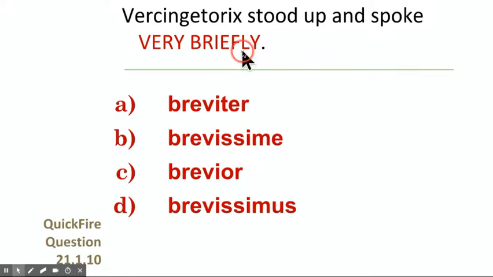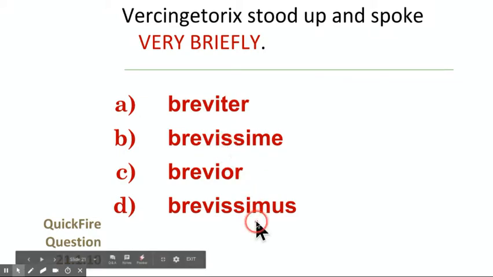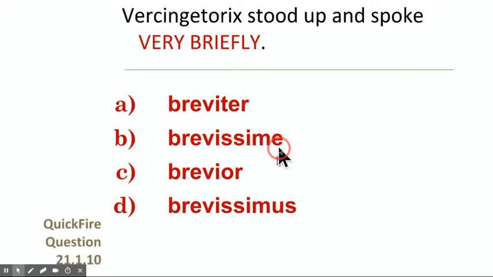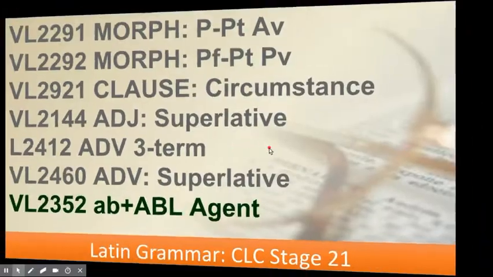So we're dealing with an adverb. Now, obviously, A isn't possible. C isn't possible, so it's either B or D. Adverb is signified by the e. That's correct. All right, moving on.